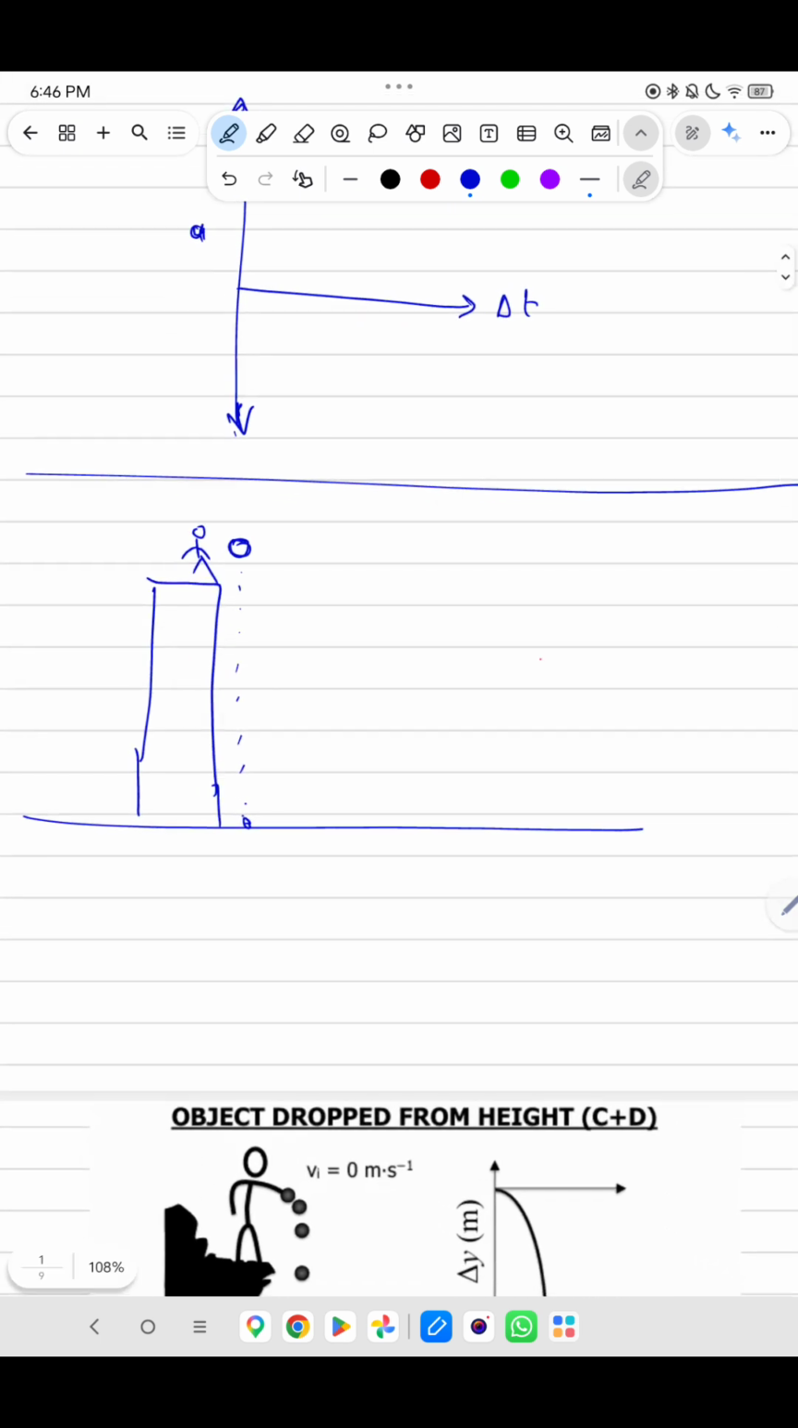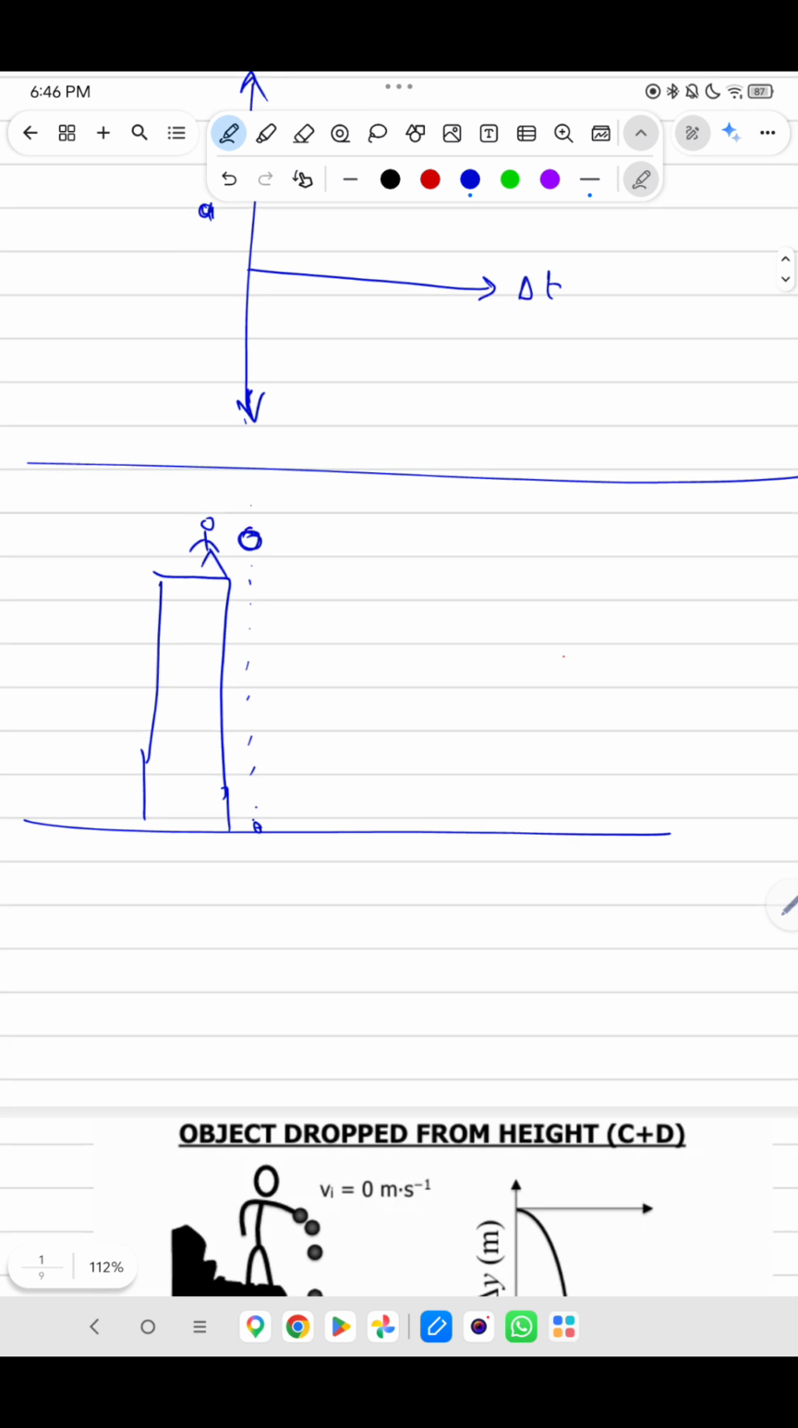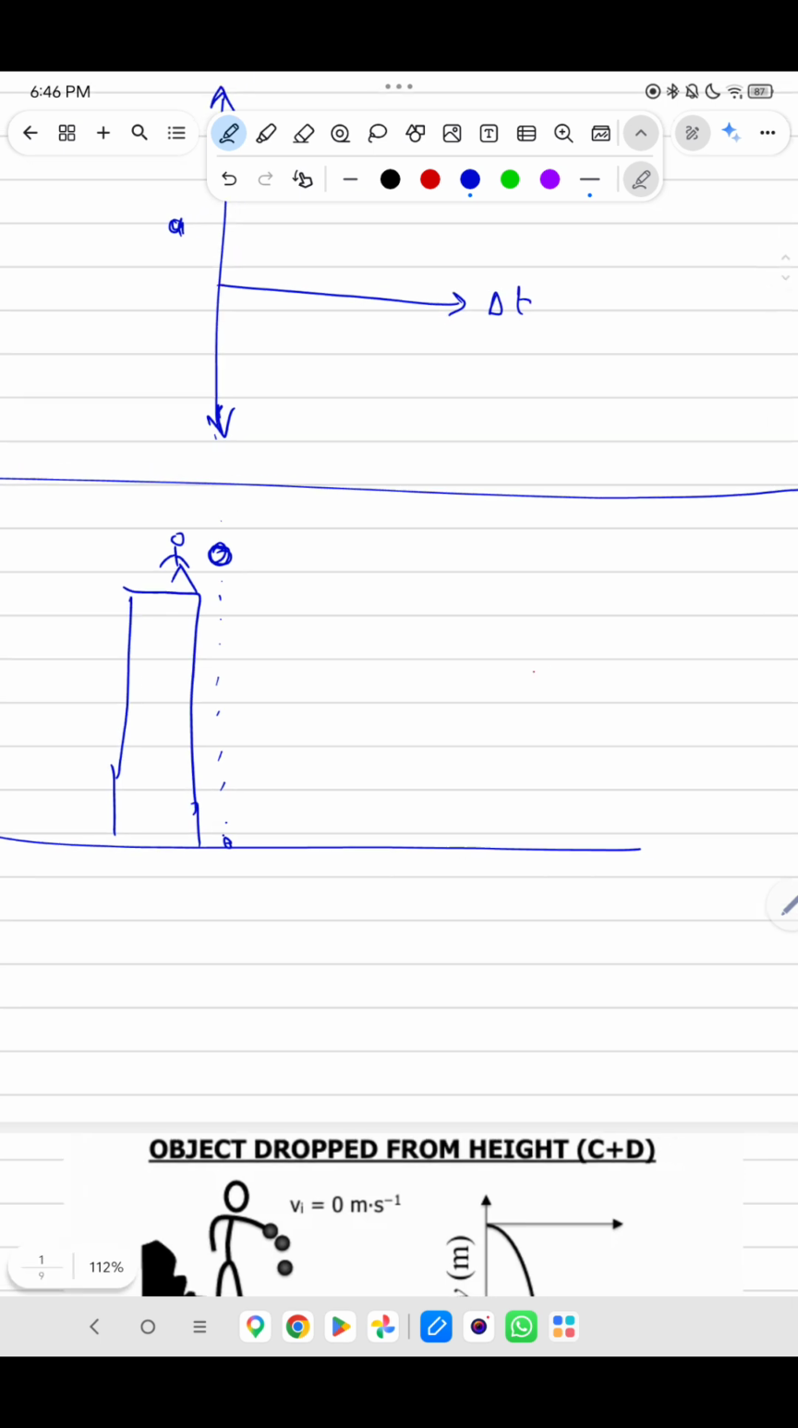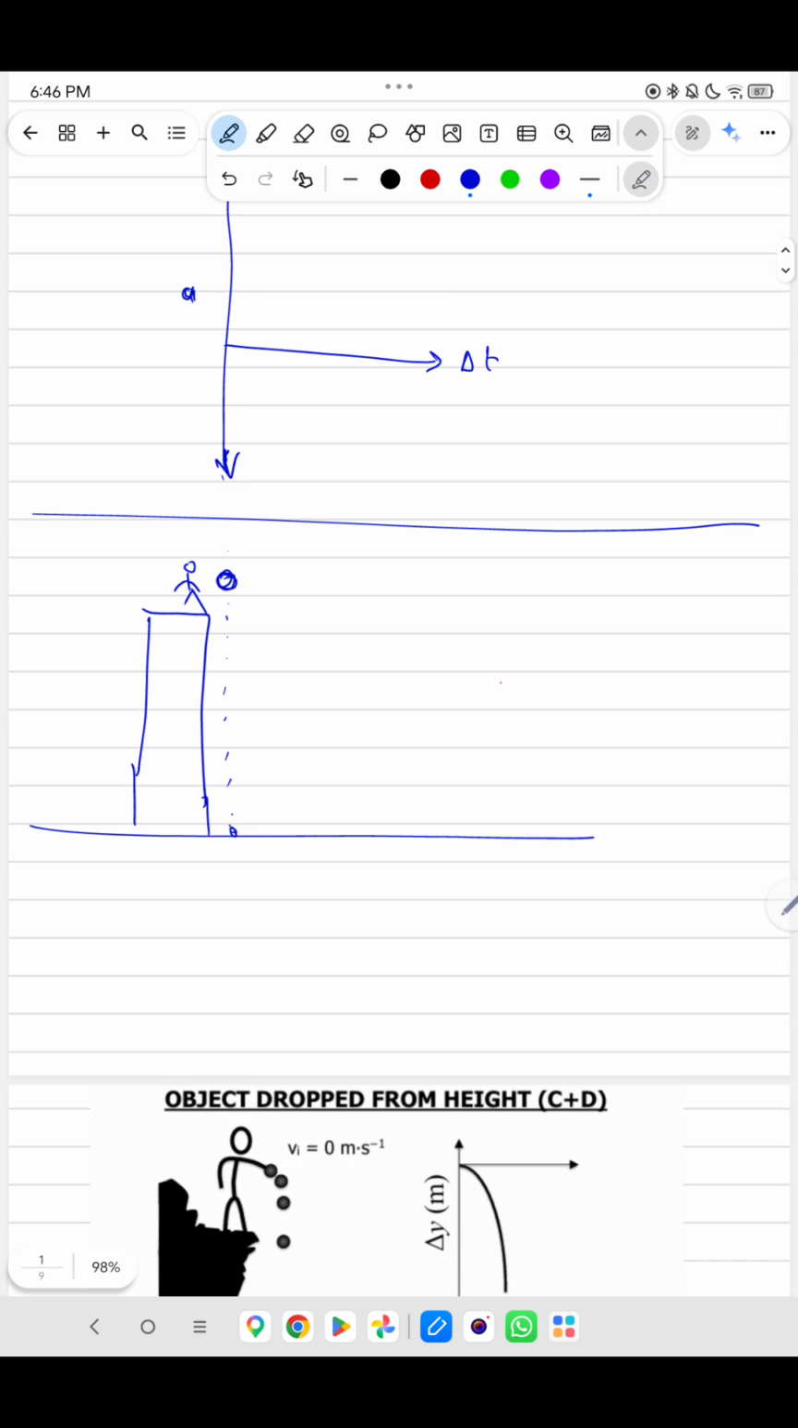So this ball, when it's dropping, it experiences a force, and the force is called the force of gravity. Because this ball was dropped, its initial velocity will be 0. But if this man threw this ball, then its initial velocity will not be 0. It will be a certain velocity. So what you need to notice is that once you drop this ball, as it goes down, its velocity increases.